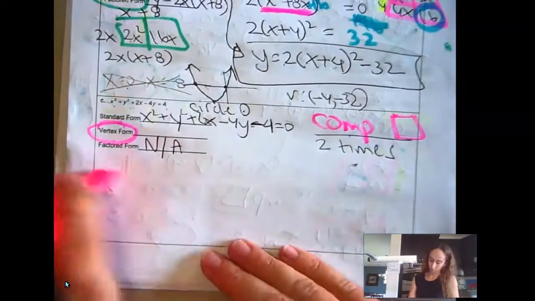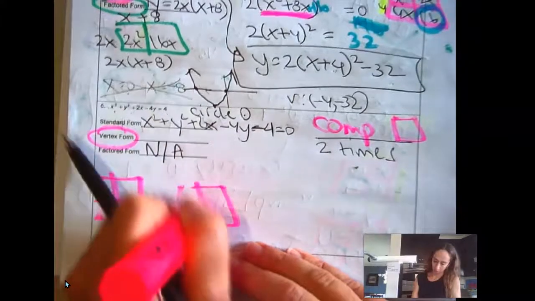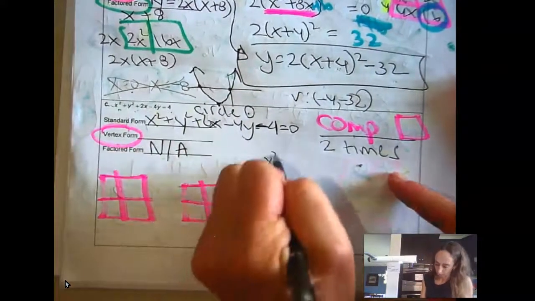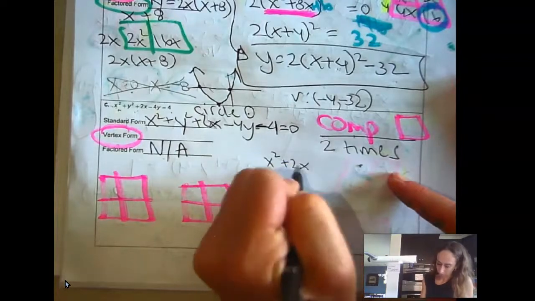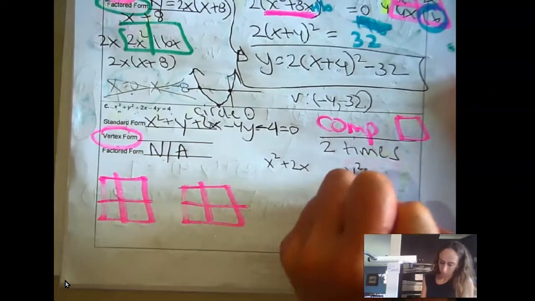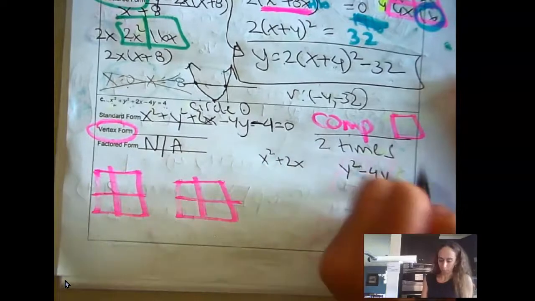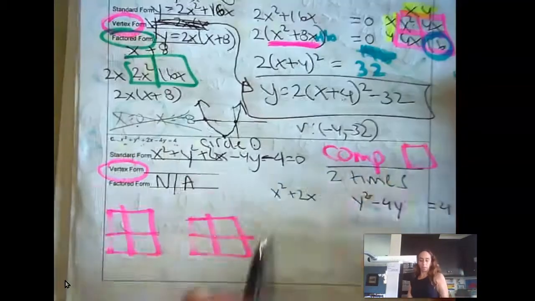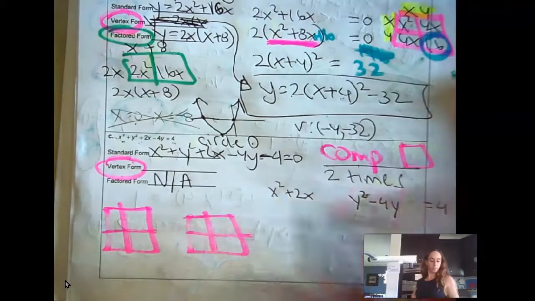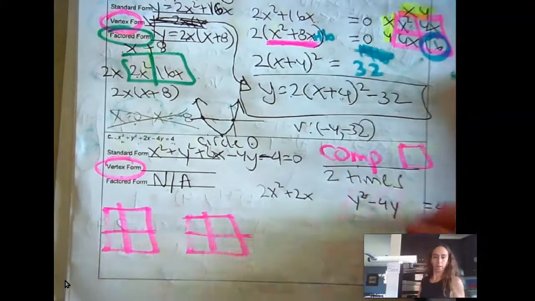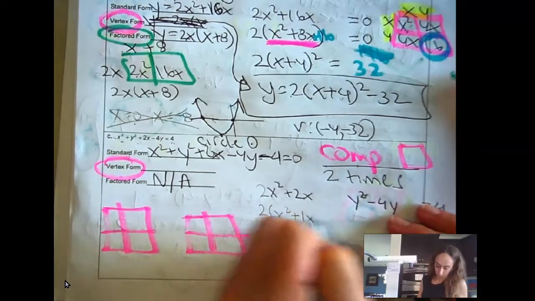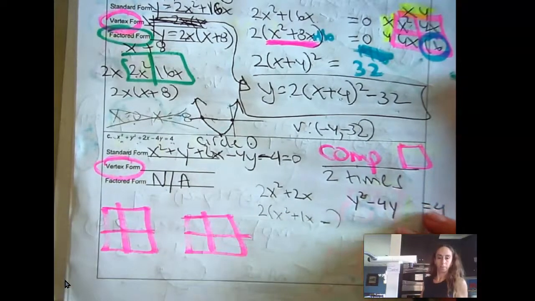So I got to make one box, and I got to make another box, which means I should reorganize this. X squared plus 2x, y squared minus 4y, and the 4 is already moved over for me, so that's helpful. Now, it is a square because it's x squared. If this was a 2, let's say, I would have to take out the 2 and then make a place for it.